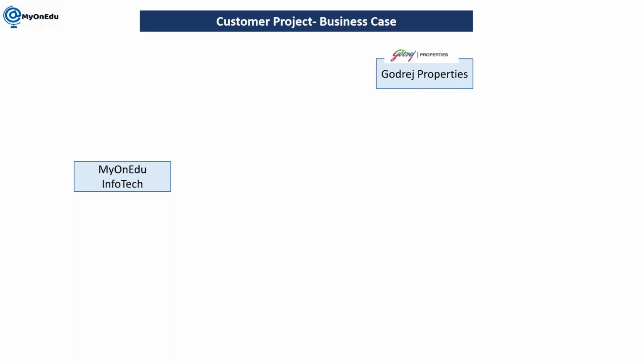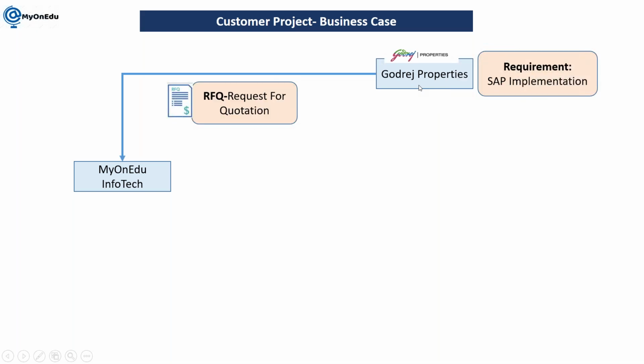Okay, so here understand this is Godrej Properties and myvandu.com, myvandu infotech. We are the IT company, and here Godrej Properties is looking to implement SAP. So what is their requirement? They want to implement SAP, and for that they will send one RFQ, request for quotation or request for proposal.